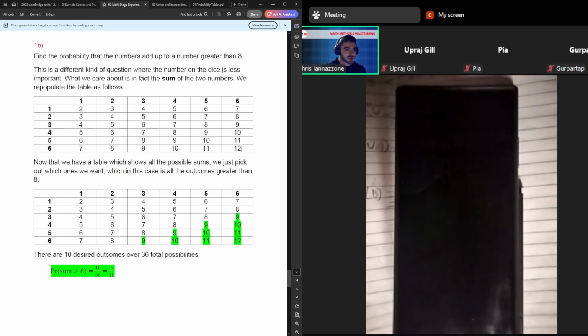In this case, numbers greater than 8, so that's going to be all 9 and above, they form a nice little triangle there. So the number of outcomes was 10 out of 36 total possibilities. All you do from there is just simplify your fraction.